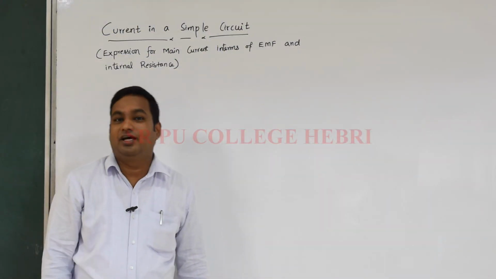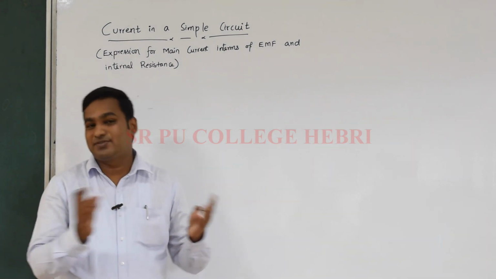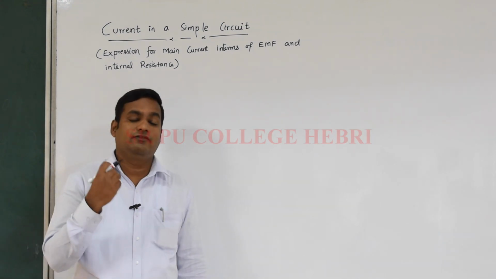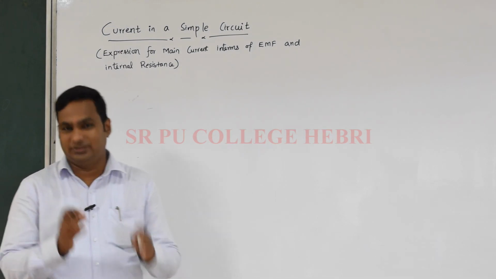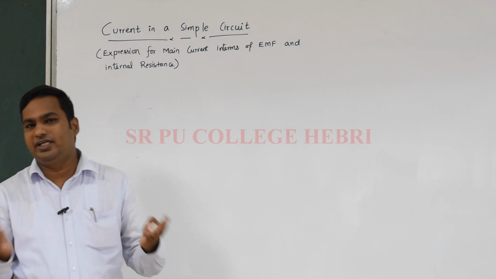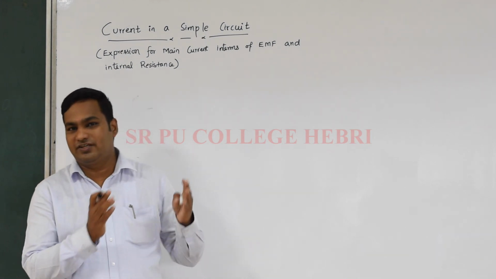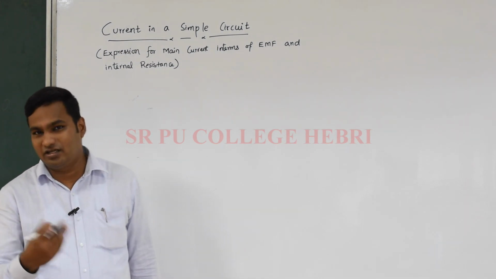Dear student, in last class we learned about a cell, and the types of cell, primary cell and secondary cell. To understand the characteristics or properties of a cell, you learned two important terms. One is called EMF, electromotive force, and the other is called internal resistance. In our last class I clearly explained the definition of EMF, electromotive force, as well as the meaning of internal resistance.